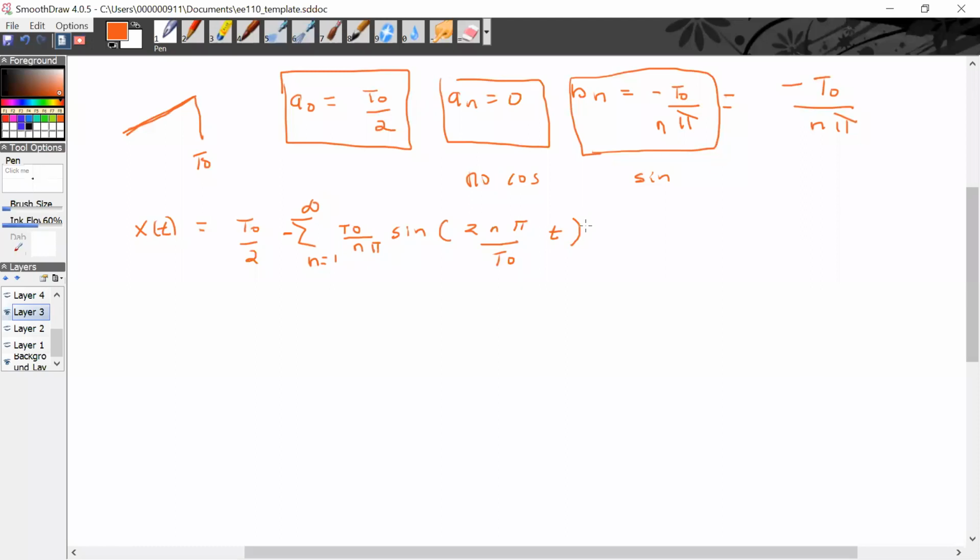And so just to do a few, to see how it progresses, we have the period divided by 2. Then we have minus T naught divided by pi, sine 2 pi t divided by T naught. Minus.